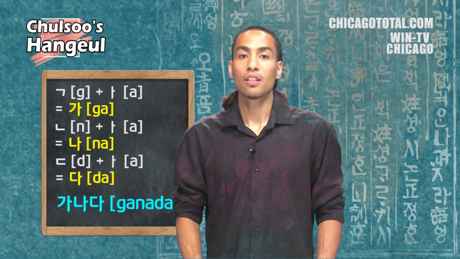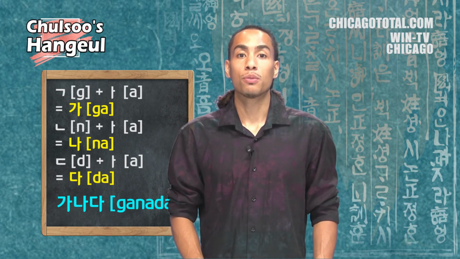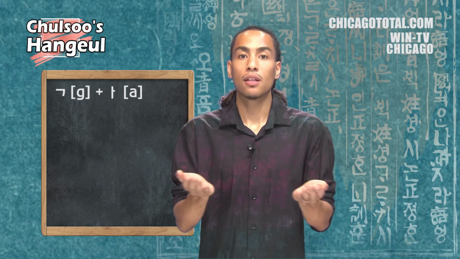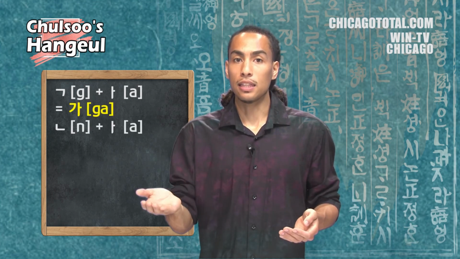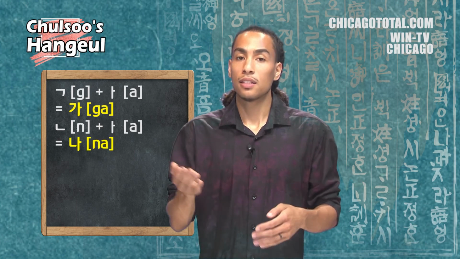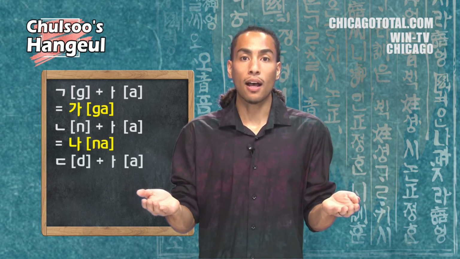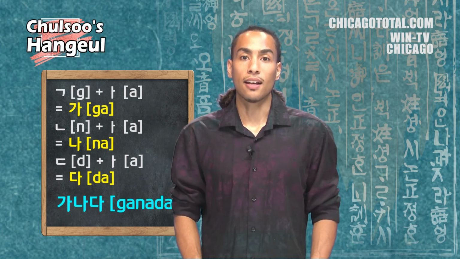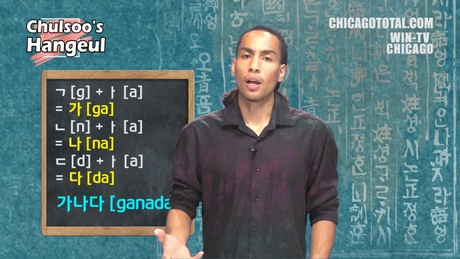So let's take one more look and review. 그, 아 makes what? 가. 느, 아 makes 나. 드, 아 makes 다. 가, 나, 다. So how was it?